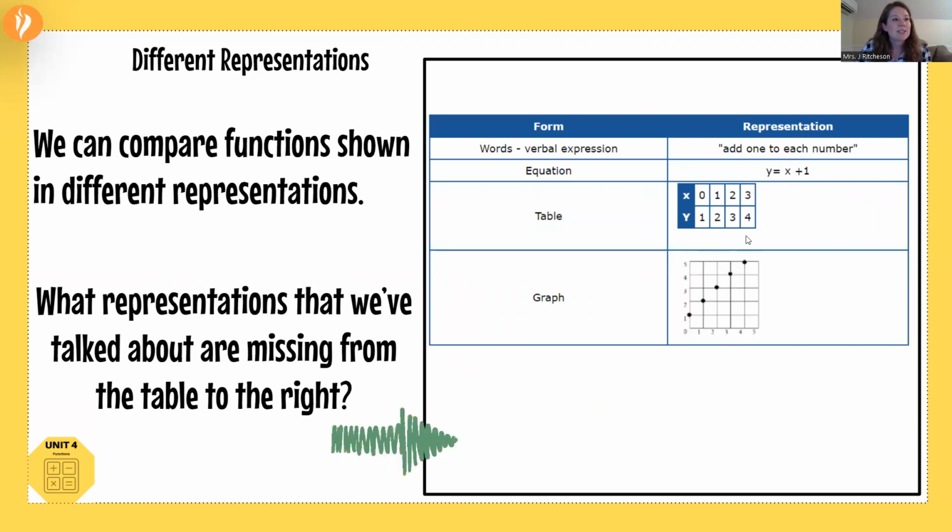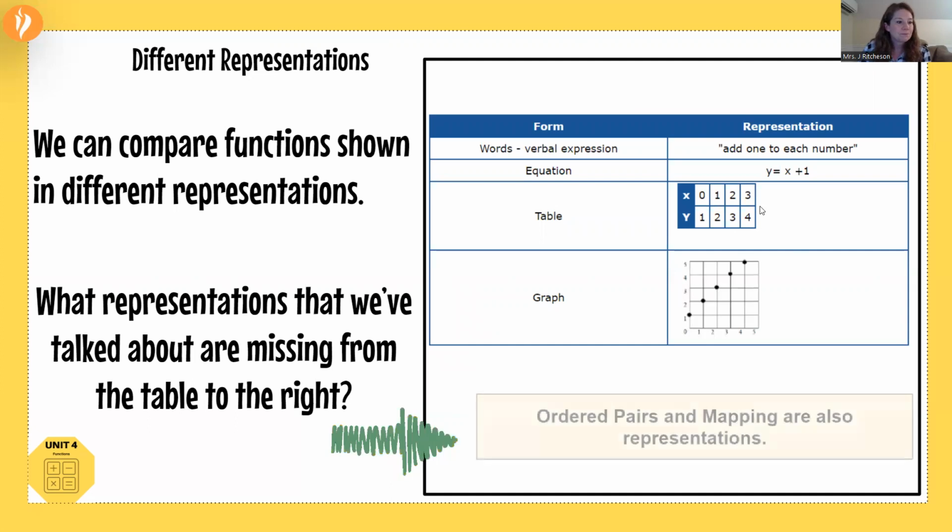And then we can take these ordered pairs and graph them. So here we have the ordered pair 0, 1. Here we have the ordered pair 1, 2, 2, 3, and so on and so forth. So all of these things represent the same thing. What representations have we talked about that are missing? Well, they don't have a picture of a mapping diagram, and they haven't actually written out the ordered pairs, so those are the two representations that are missing.